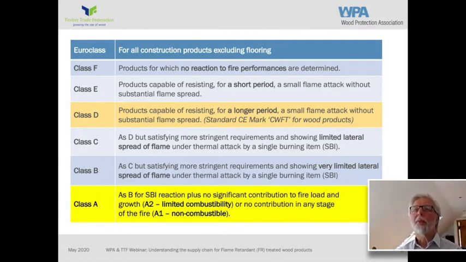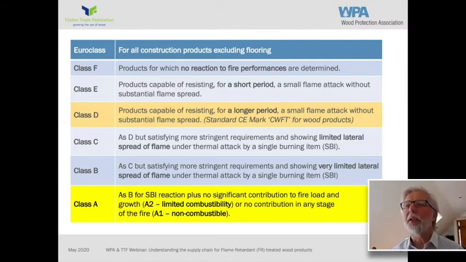Using a flame retardant treatment, we can enhance that to either Class C or Class B. And I'll talk a little about building regulations shortly, so you can see where those classifications might come into play. There is a significant improvement in performance from Class D to Class B.